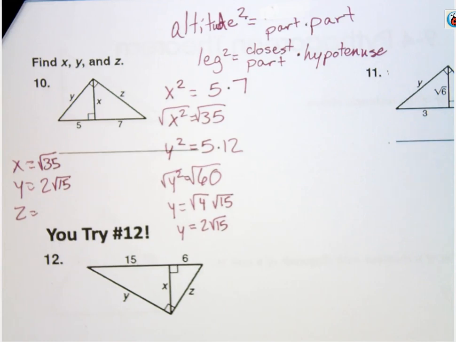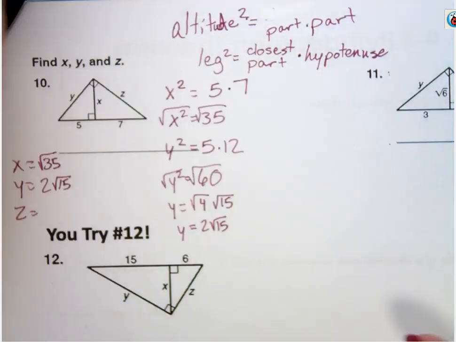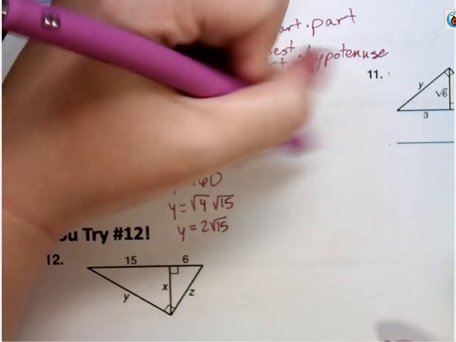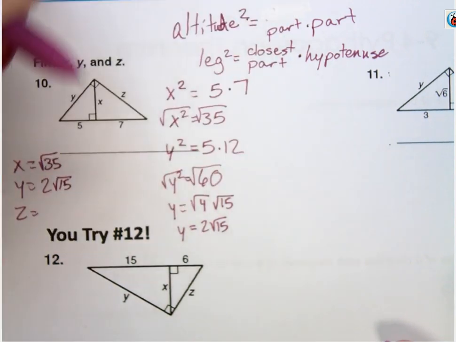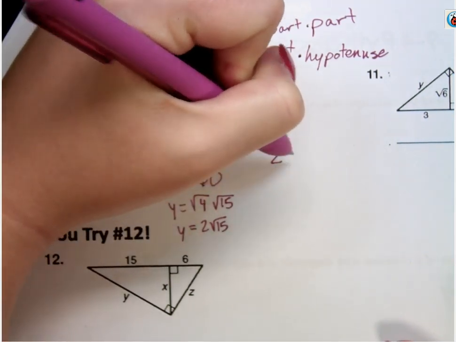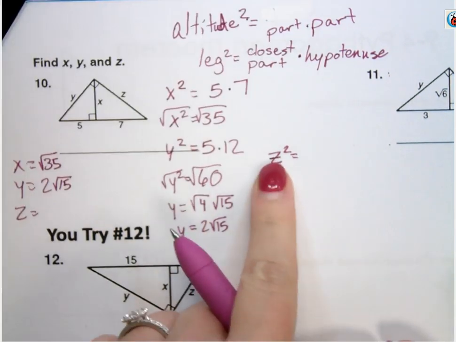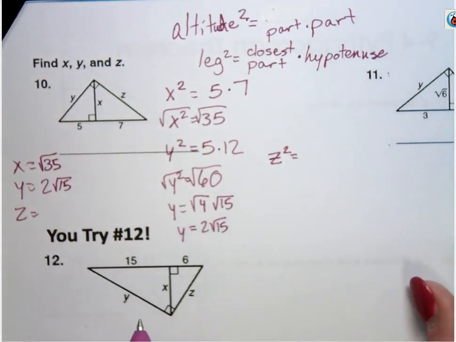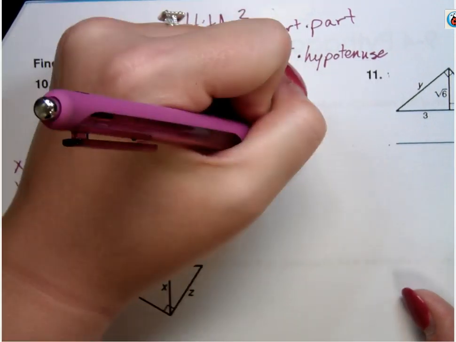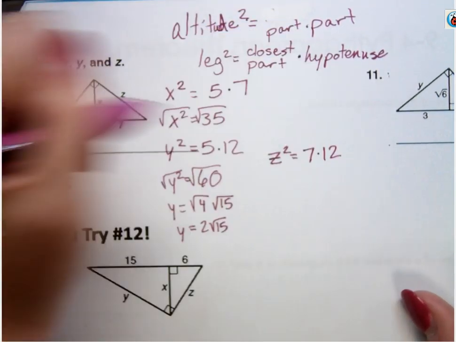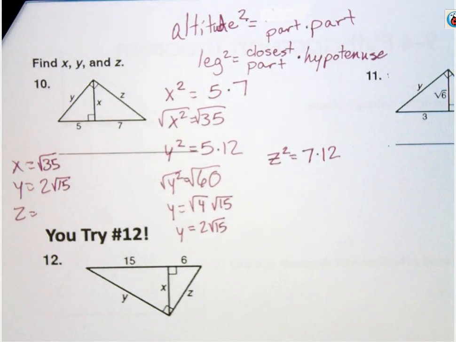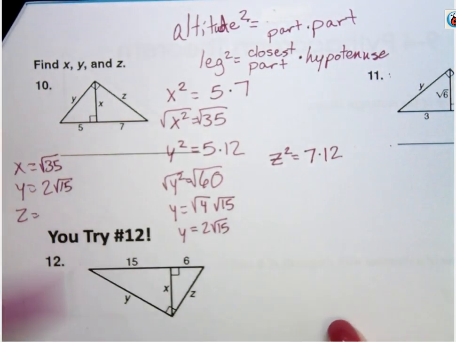And then we want to solve for z. Z is the other leg, so make sure you're not using the altitude formula for it. I will put z squared, because that is what we want to find. When I write my z's, I'm going to do it this way, because it kind of looks like my 2's. So z squared equals, notice the difference here. For z, you use 7. For y, you use 5. Just make sure you understand that you're using the closest part, the one that actually touches the side.